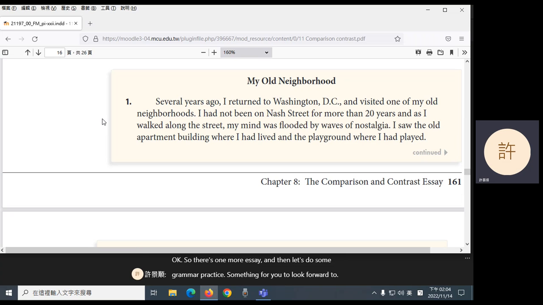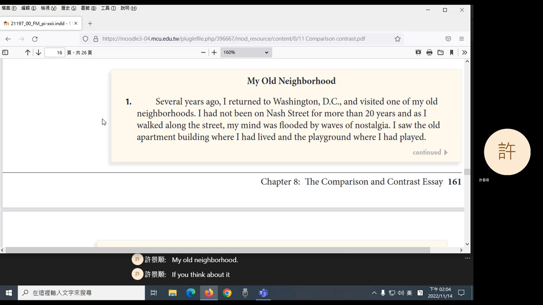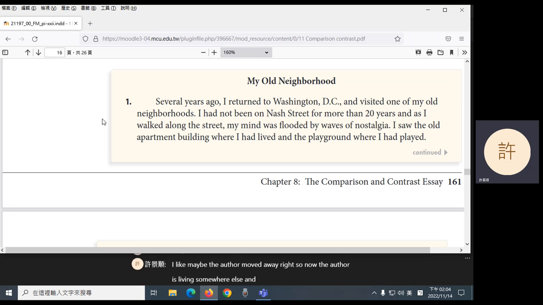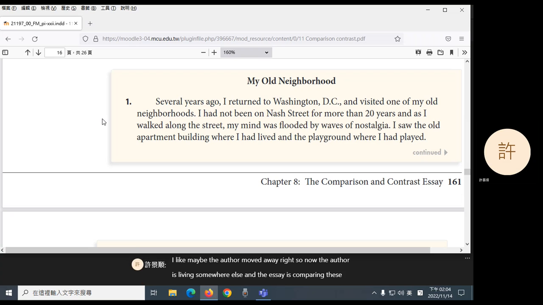My old neighborhood. If you think about it, this title is also a very comparative title. My old neighborhood. So there are already two possible essays the author could write here. Maybe it's comparing the old neighborhood to the new neighborhood. Like maybe the author moved away, right? So now the author is living somewhere else. And the essay is comparing these two places.